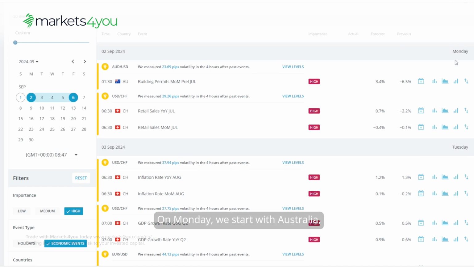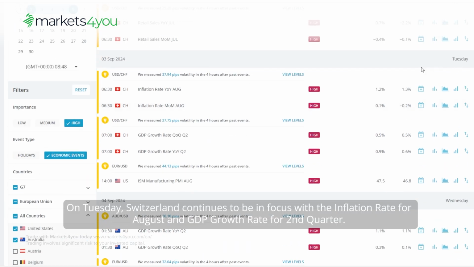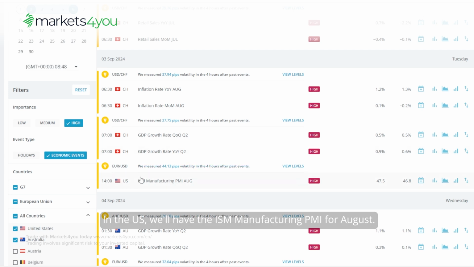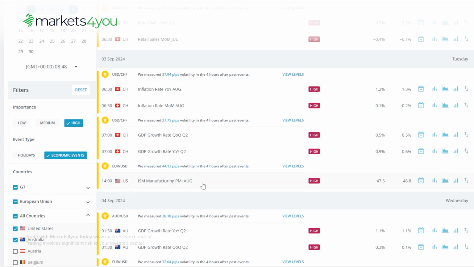On Monday, we start with Australia, where the building permits for July will be released. For Switzerland, we'll have the retail sales data for July. On Tuesday, Switzerland continues to be in focus with the inflation rate for August and GDP growth rate for second quarter. In the US, we'll have the ISM manufacturing PMI for August.